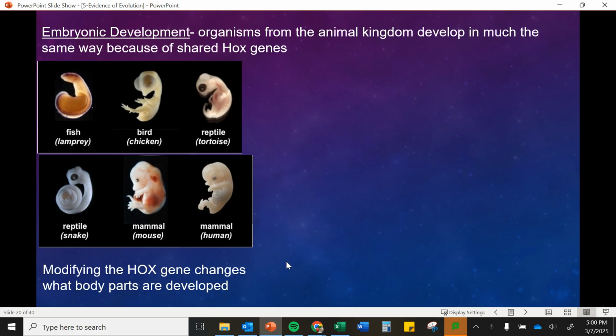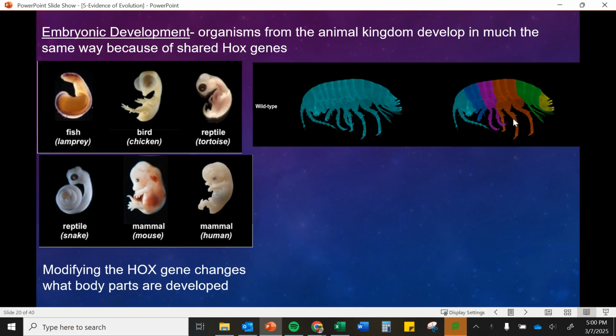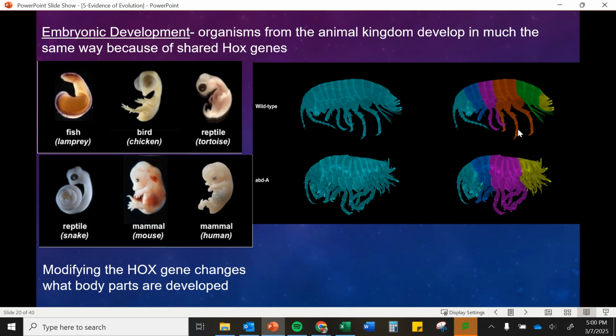And we know that even if we modify that Hox gene, it's going to affect body part development. So they actually changed that gene and noticed that in these pill bugs it produced more legs when they did that.